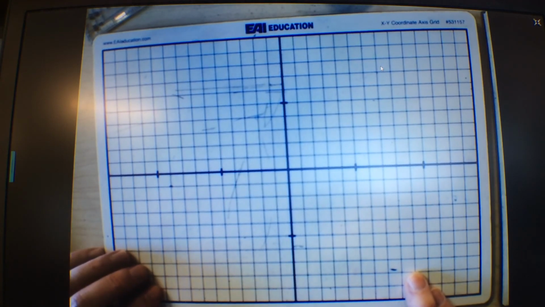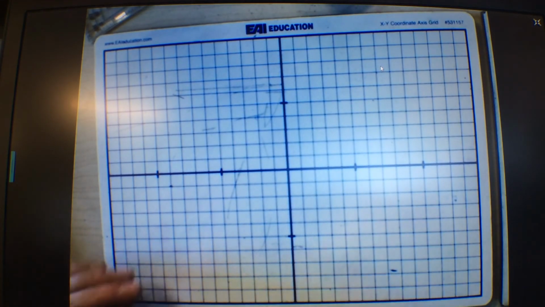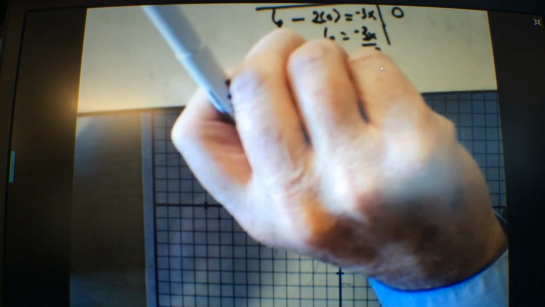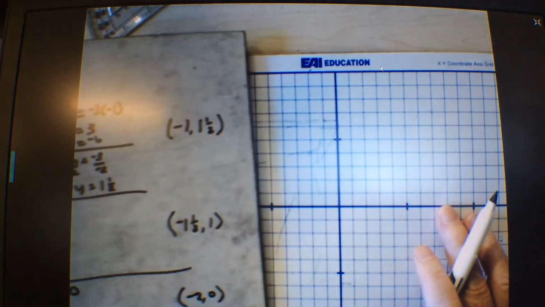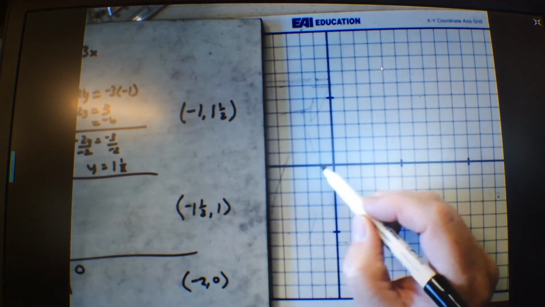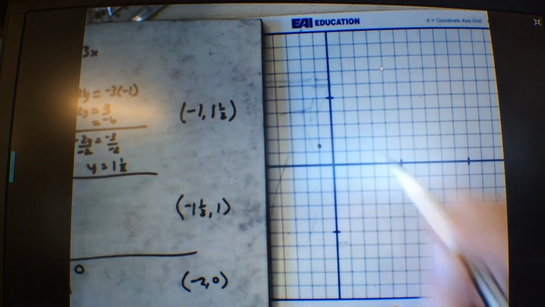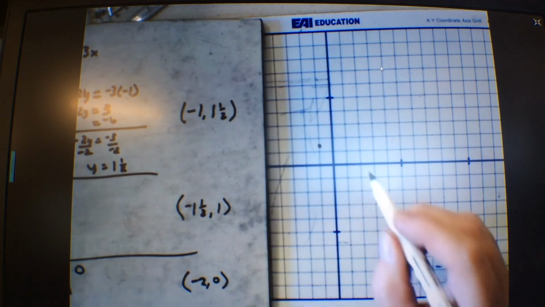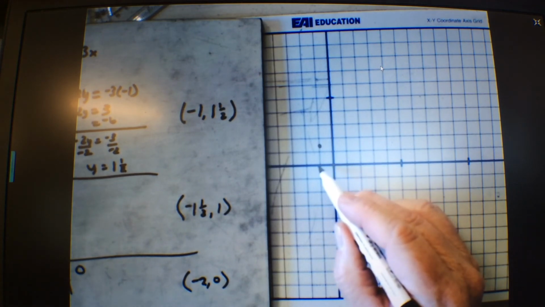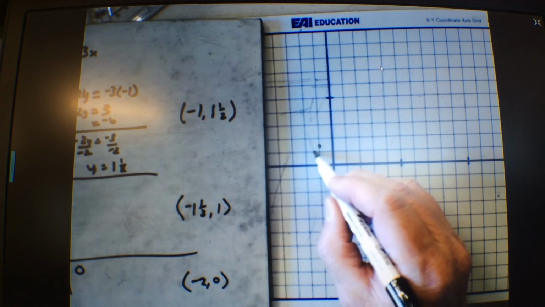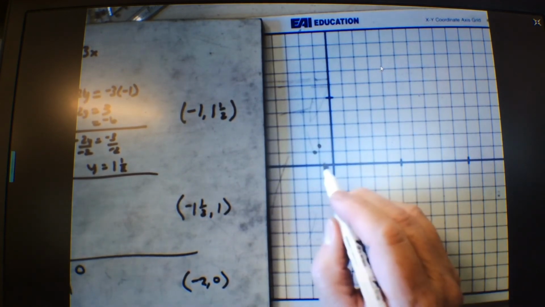All right. I'll graph the first one. Oh, do you remember what they were? I'll put them up here so you remember. You probably have them in your notes, right? The first point was (-1, 1 1/2), right? So I go -1 and then 1 1/2. Everybody see that? I'm going to put the next one in. (-1 1/3, 1), so it'll be right here. And then (-2, 0).